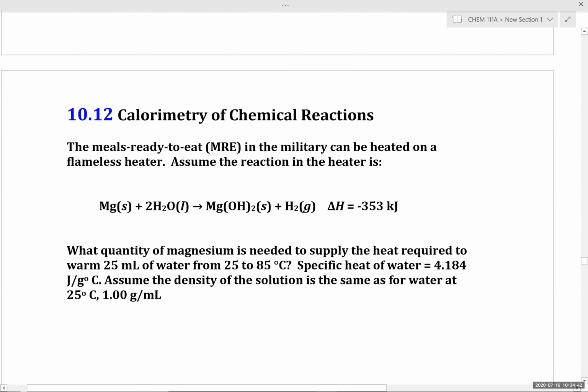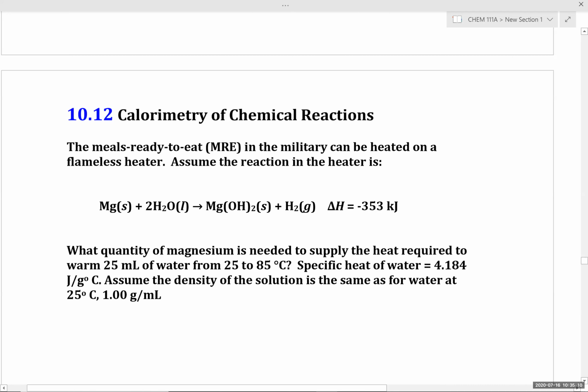So let's talk a little bit about calorimetry of chemical reactions, and let's tie together this idea of stoichiometry, calorimetry, and mass to mole conversions. These are some examples that you may expect to see on an actual exam. These are of reasonable difficulty and they'd be worth somewhere around 10 to 15 points.